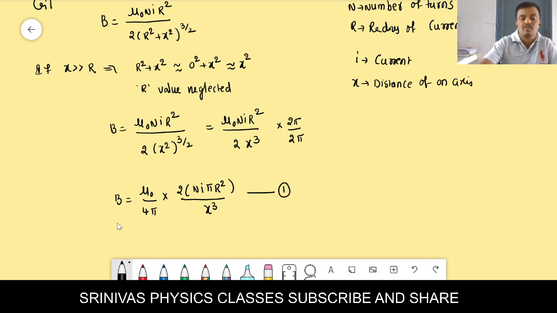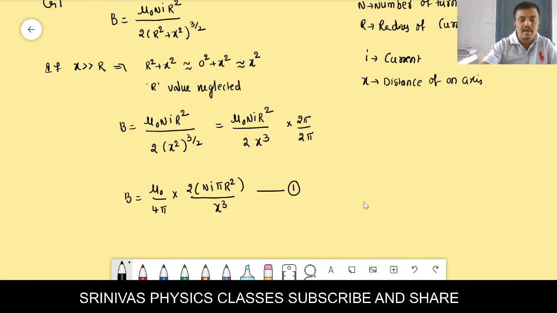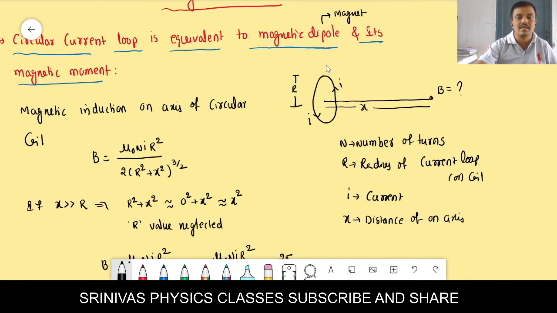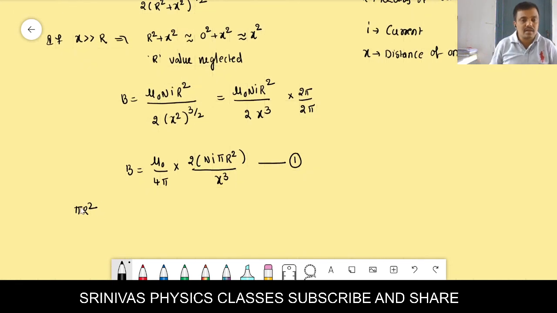But we know one thing. What is pi R square? Pi R square is the area of the circular loop or the coil. Is it correct, students? From the figure you see, capital R is the radius of the coil, then pi R square is its area. Pi R square is the area of the loop or coil. Got it?